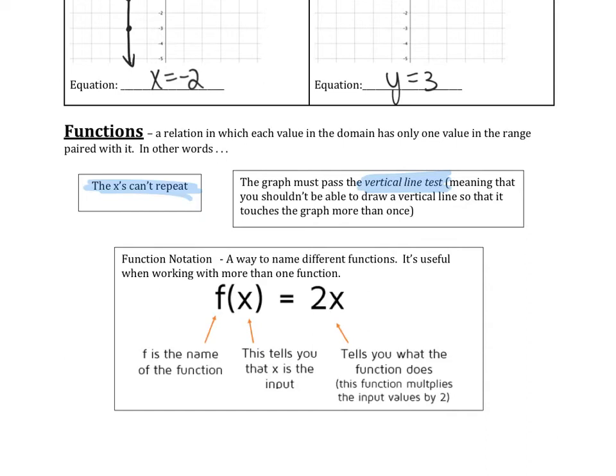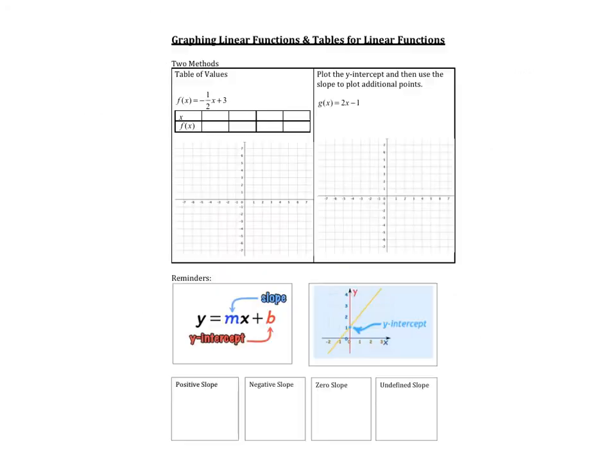And then we also are going to come across what is called function notation right here. How you would say this is f of x is equal to 2x. So f is the name of the function. x tells you what is being input into the function, so what numbers might be input into the function. And then the result tells you what the function actually does. So in this case, the function is multiplying any number that x represents times 2. Okay, so these are important pieces of information when you're looking at functions.